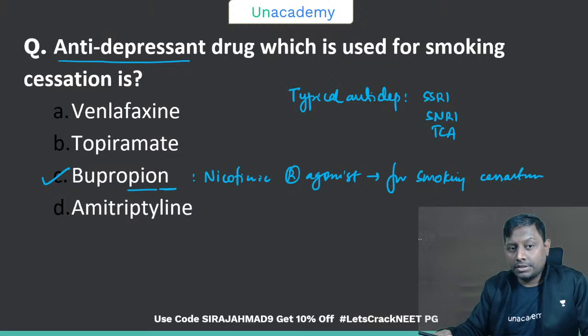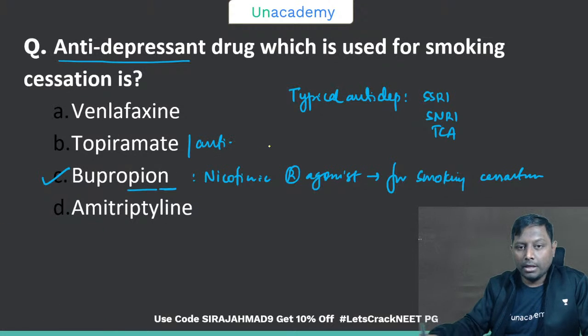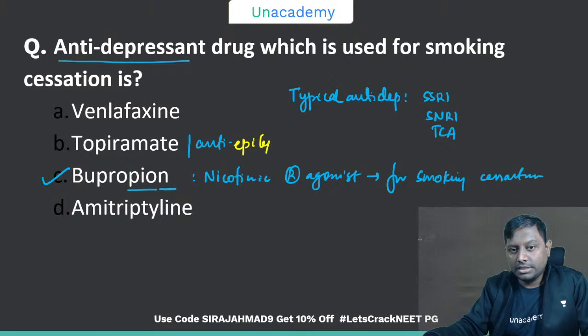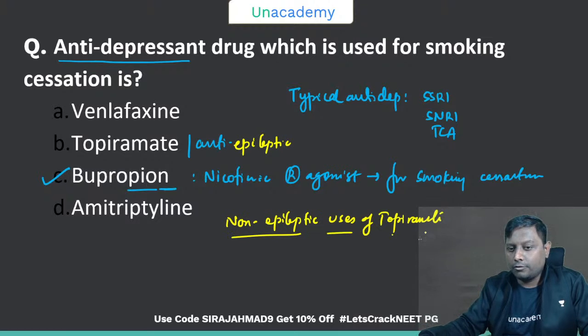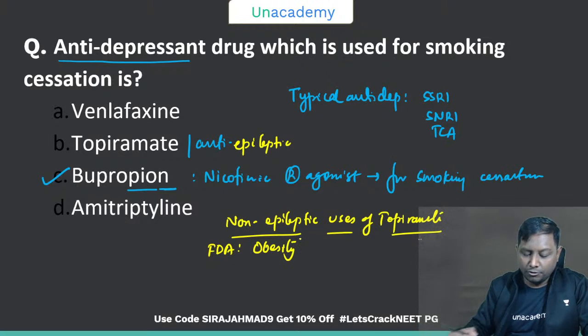Other drugs that we are having in this class, like topiramate, is one of the anti-epileptic drugs. It is also having multiple non-epileptic uses. So you should also remember, very important, at least the non-epileptic uses of topiramate. Topiramate is used in epilepsy, but for non-epileptic use, remember it's one of the FDA approved drugs for the treatment of obesity along with phentermine.